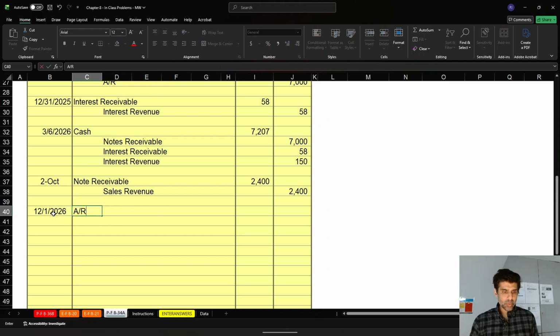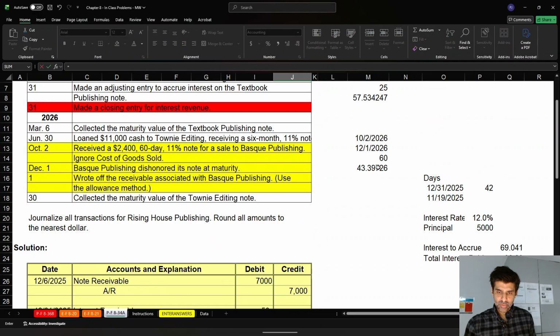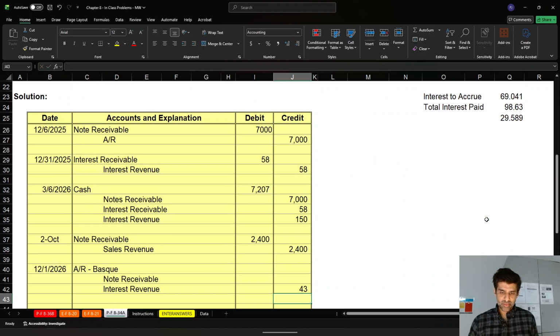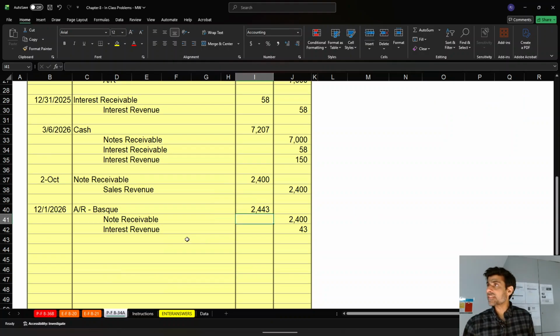So on December 1st, remember, we're going to be putting this into accounts receivable for this person, Basque. And we're going to be getting rid of the note receivable, and recording this interest revenue. We just calculated the interest revenue, which was $43.40. The note receivable is 2,400. And this account receivable we now have is the sum of the two. That's just the first step.